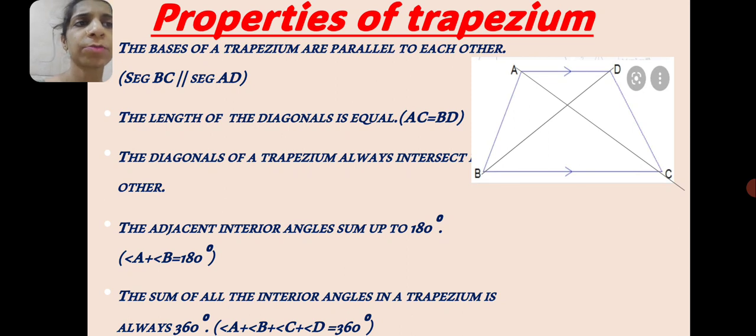Next property is that the adjacent interior angles sum up to 180 degrees, that is, angle A plus angle B. When we add these two angles we get 180 degrees. The sum of all interior angles in a trapezium is always 360 degrees, which means angle A plus angle B plus angle C plus angle D is equal to 360 degrees. If you have any doubt, let me know in the comment section.